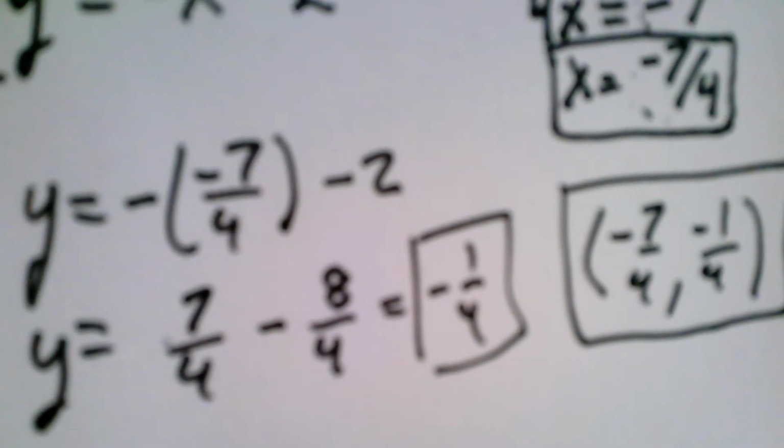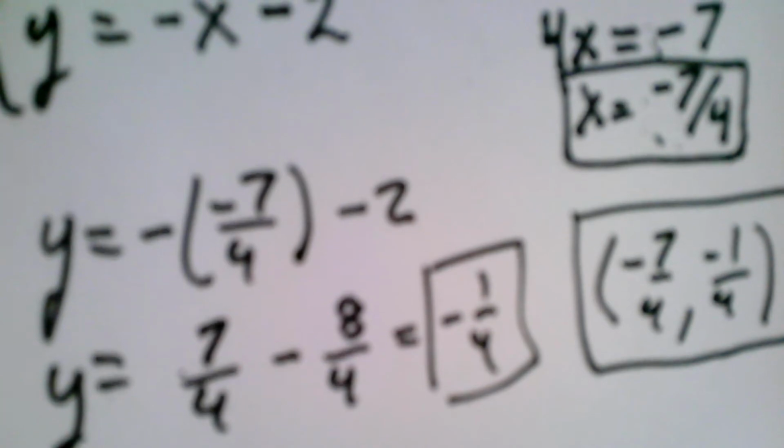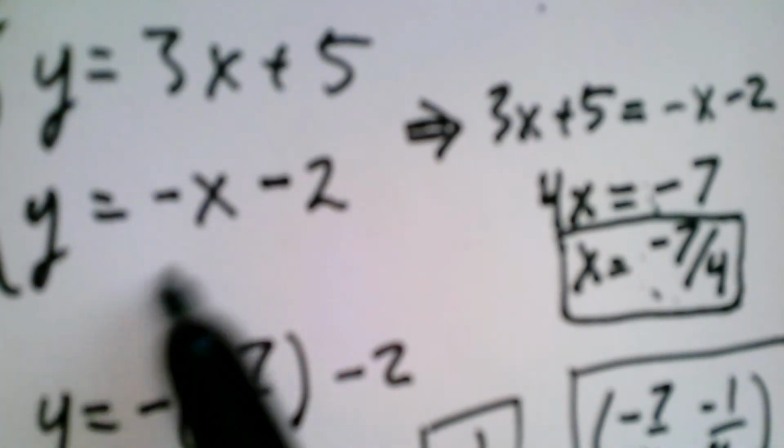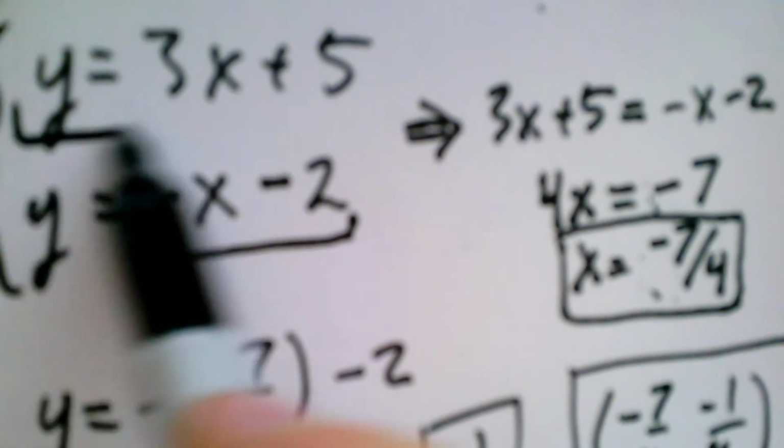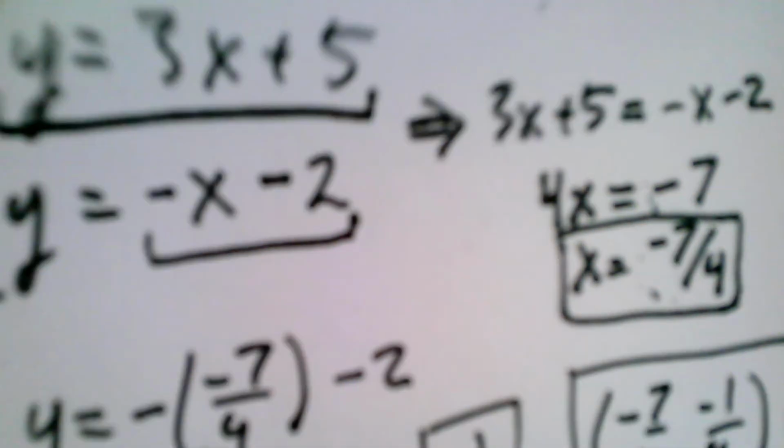Now the method that we used here is called substitution. What we did was we substituted this expression for y into this equation. So the other method to solve a problem like this, the other big method to do it, is called elimination.